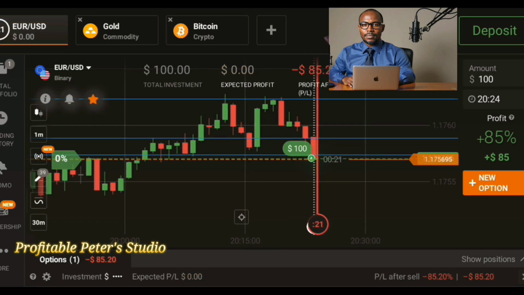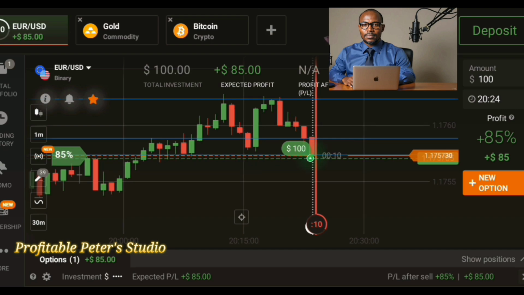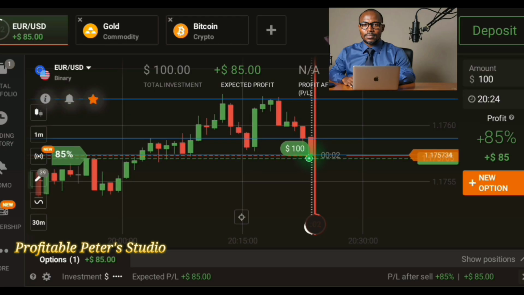Right, a few seconds left. See what happened here. Previously it reversed here. This point also is likely to reverse because of the previous reversal here and because of the presence of the buyers here. Okay, a few seconds left.